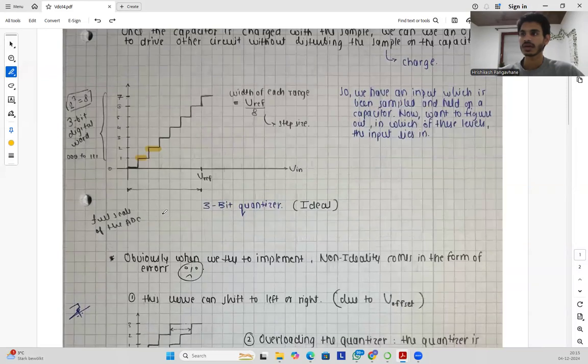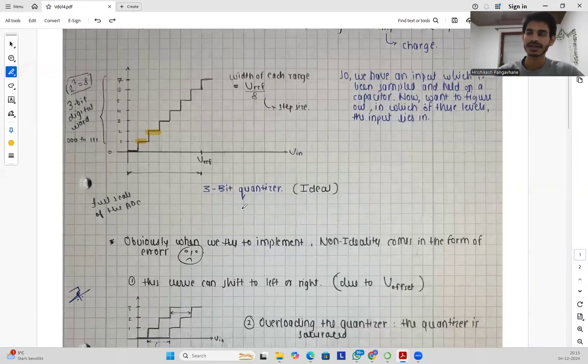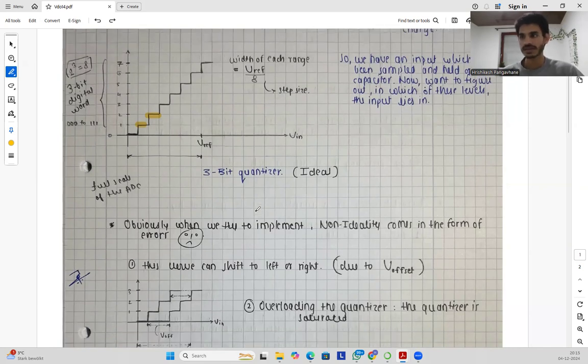When we try to implement this ideal quantizer using our circuits, the non-idealities come in the form of errors, either a non-linear error or a linear error. It's impossible to build an ideal quantizer. But let's look at what kind of errors we might face.